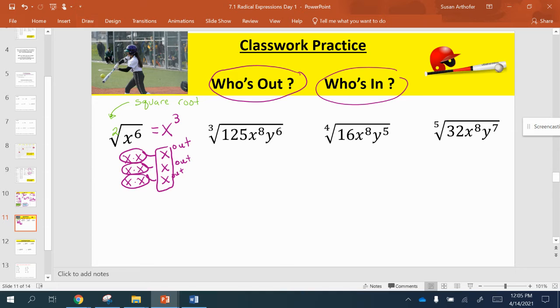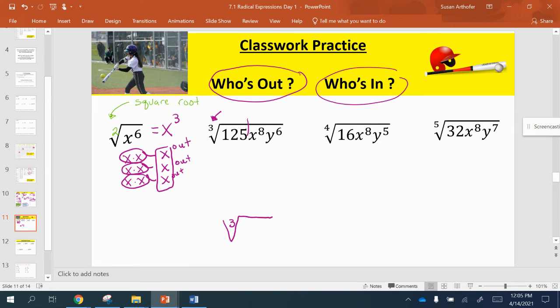So for this work, this is how I want you to do your problems. I want you to draw an empty radical. You must include the index, which is 3, cube root. And it requires 3 to get out, not 2 like this index, but 3 sets of 3 to get out. So you're going to get some things that are going to be out of the radical and some things that have to stay in the radical. So that's why I call this who's out and who's in.